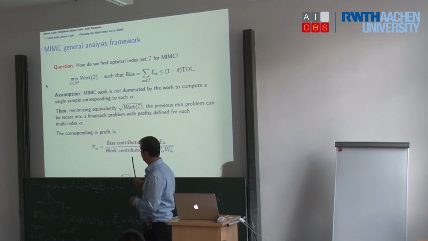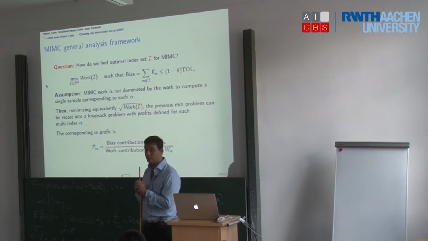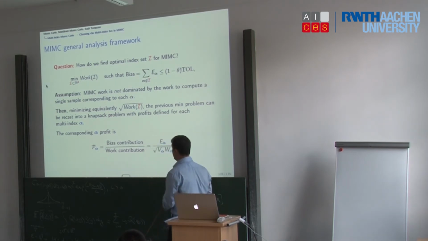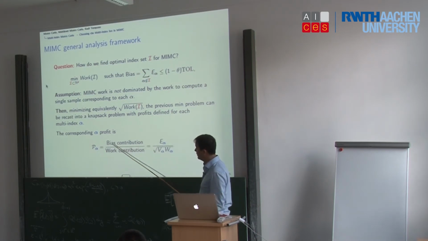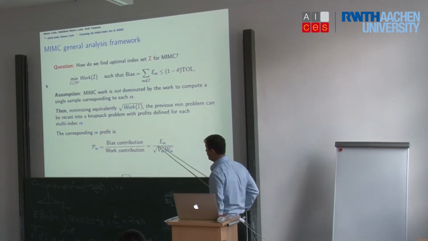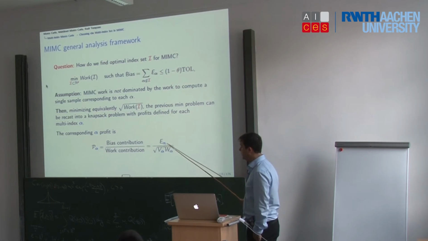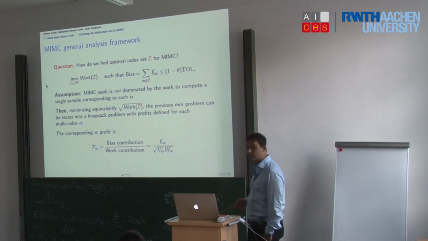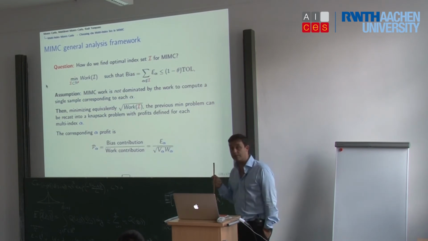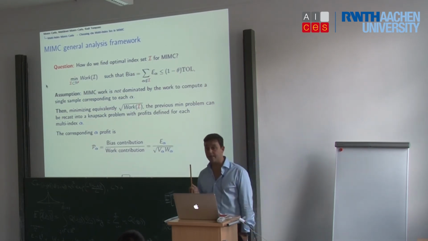Fortunately, this problem looks very much, after you take, instead of the work, the square root of the work there, like a knapsack problem in classical optimization. Okay? And then for that problem to be solved, you have to create the profits, essentially, which are the quotient in here of the bias contribution versus the work contribution, and threshold them. Essentially keep those alphas such that this profit is larger than a given threshold. That is the shape of the optimal sets for approximation, I calligraph.